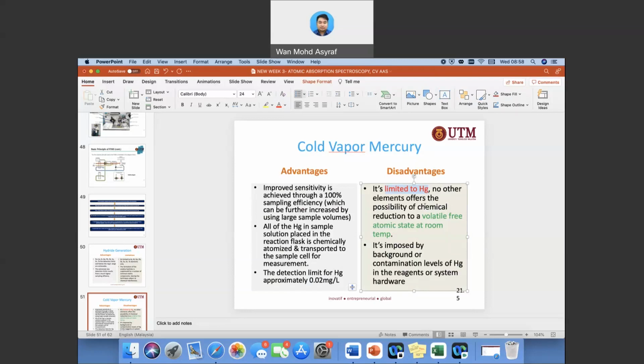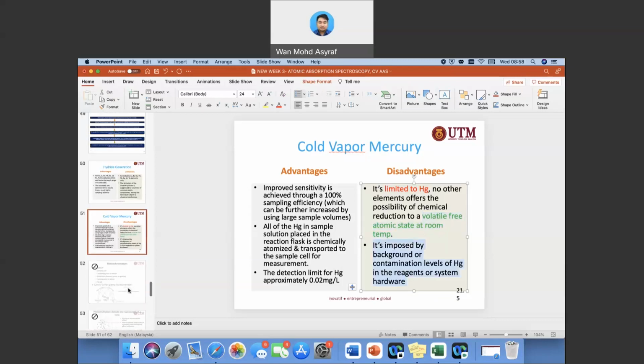No other elements offer the possibility of chemical reduction to a volatile free atomic state at room temperature. So that's why it is very limited to mercury only. All right. It is also imposed by background or contamination levels of Hg in the reagent or system hardware. This may be one of the disadvantages, where it comes from the instrument itself.